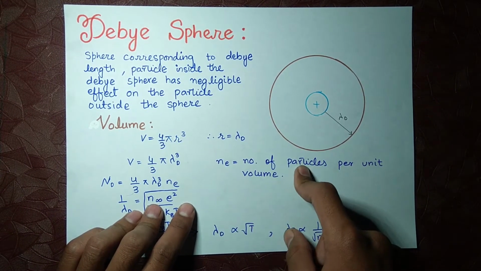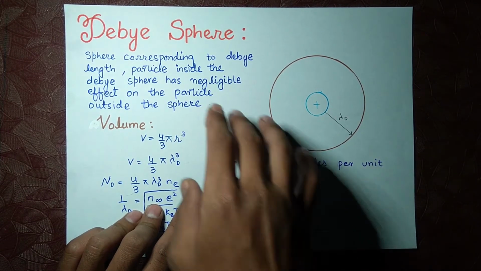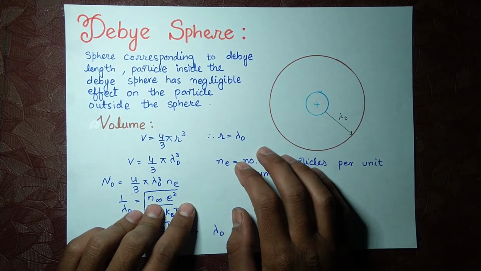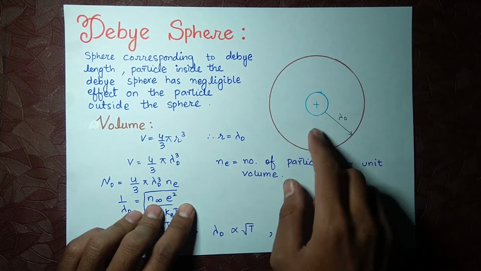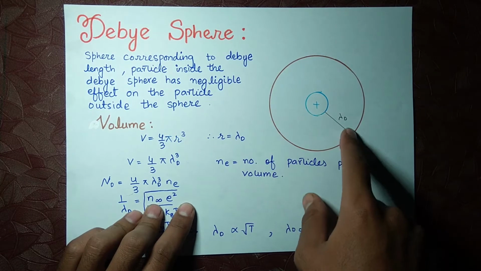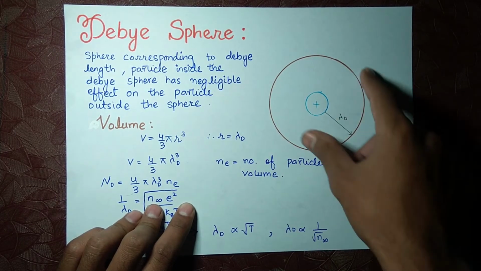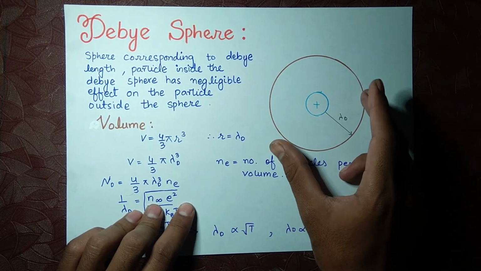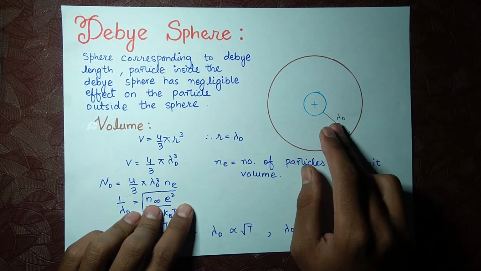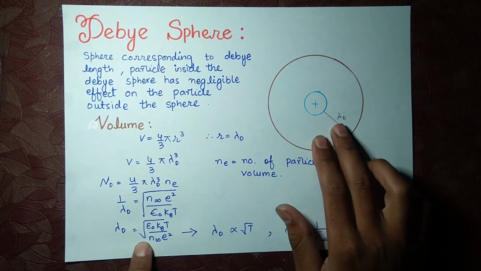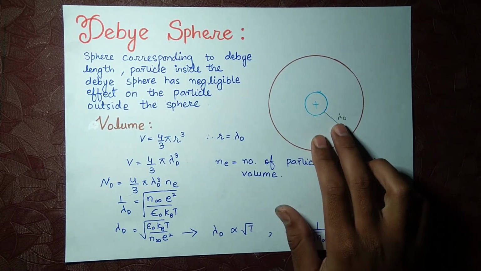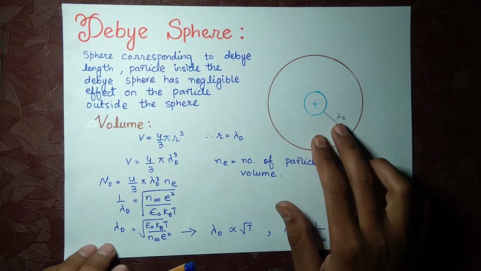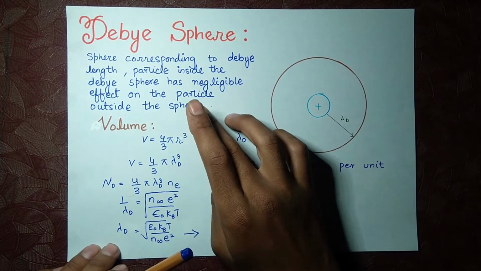So let's see what the Debye sphere is. The Debye sphere corresponds to the Debye length. It is a sphere whose radius is equal to lambda_D, and we know that lambda_D is equal to this term. So particles inside the Debye sphere have a negligible effect on the particles outside the sphere.